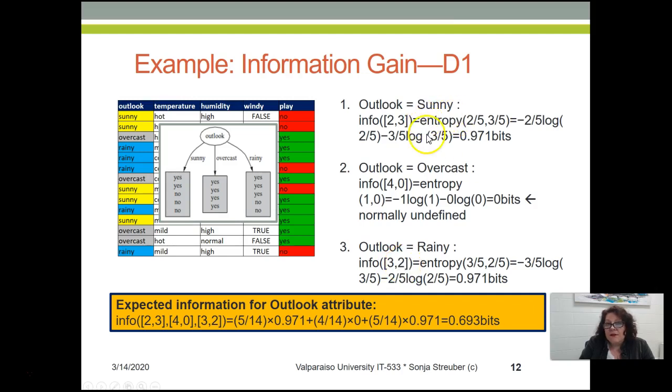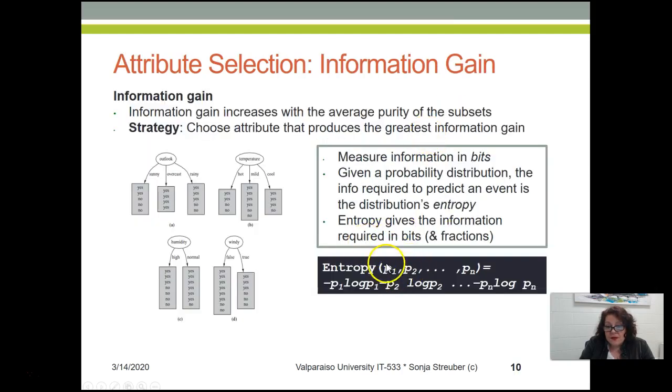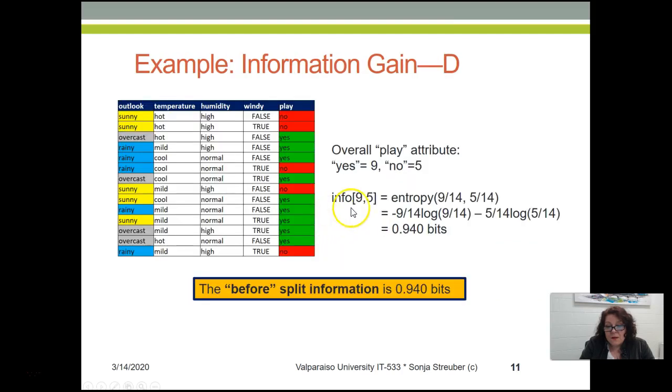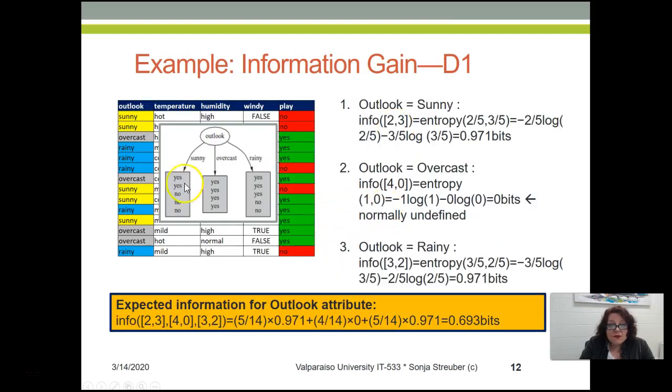We apply again our entropy formula that we've already seen here and that we have used here, but we're going to apply this to the class affiliation for each of our attribute settings. So for outlook equals sunny, we're seeing the entropy for 2 out of 5 and 3 out of 5, and we're calculating minus 2 out of 5 times the logarithm of 2 out of 5, minus 3 out of 5 times the log for 3 out of 5, and that gives us 0.971 bits.